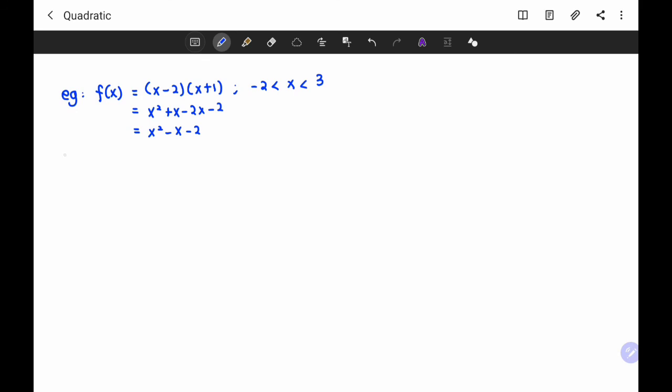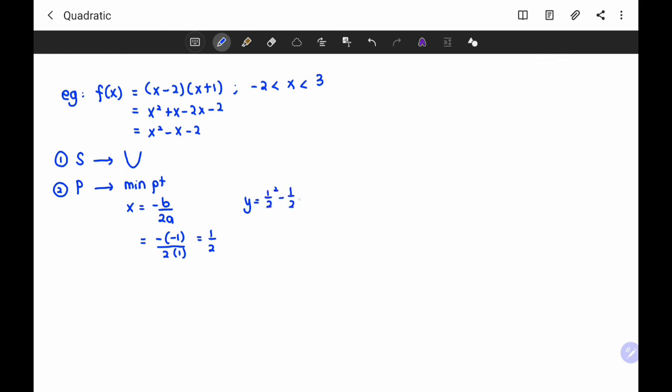Okay, first step, we determine the shape. Since it is x square, it is a smile. Second step, we find the point. Since it is a smile, we use the minimum point. To get the minimum point, we use the formula x equals negative b over 2a. We substitute b is negative 1 and a is 1, so we solve, we get 1 over 2. Then to find y, we substitute into the function 1 over 2 square minus 1 over 2 minus 2, so we will get negative 9 over 4. So we conclude the minimum point is 1 over 2 and negative 9 over 4.